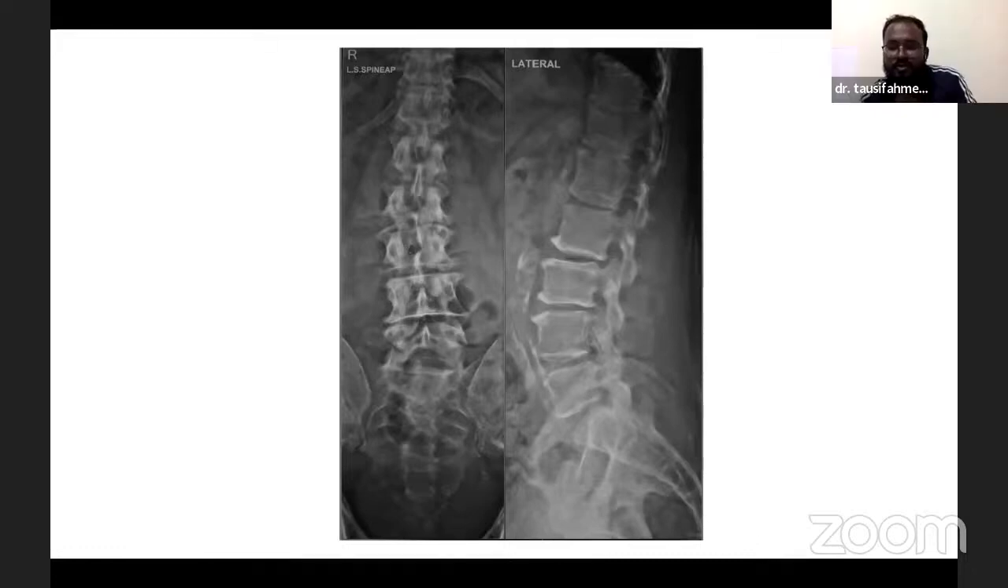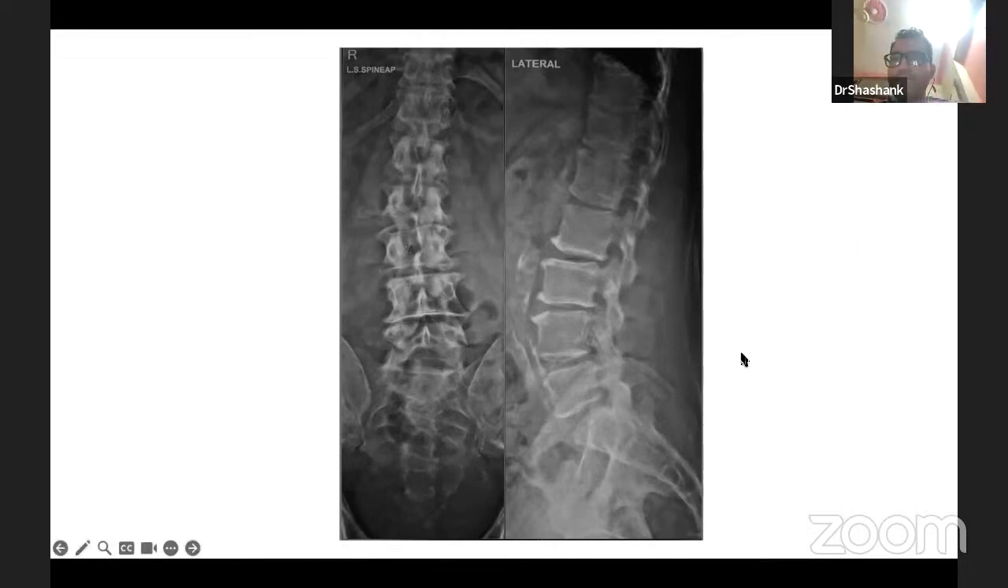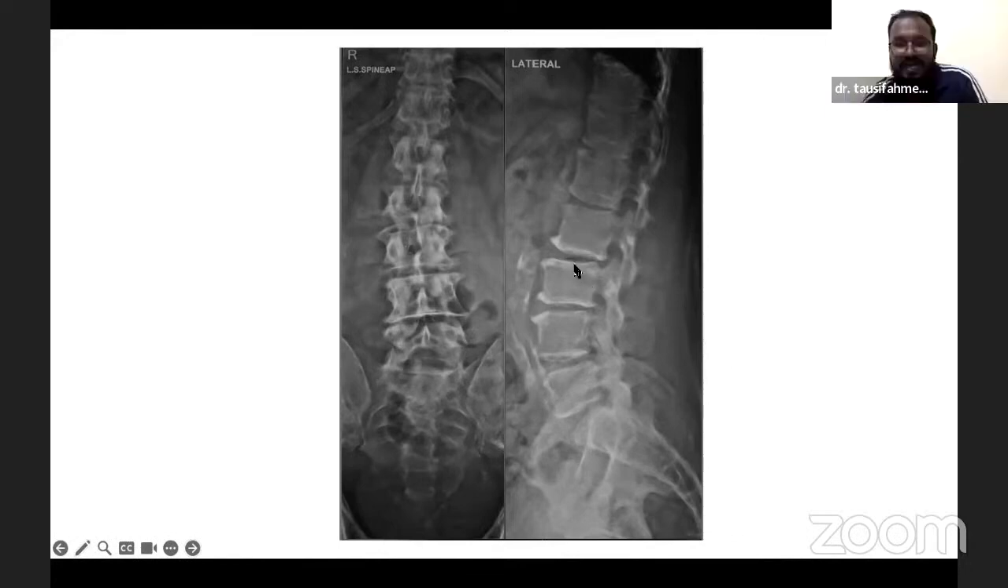Absolutely spot on. So apart from anything that you can see, Shashank, or should I jump to the next? I think so. There are some listhetic changes at L3. L2, L3 level. Yeah. We will have to go ahead with the dynamic X-rays. And something called the vacuum sign is visible at the L2-3 level.